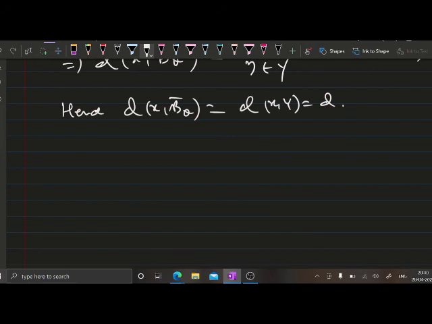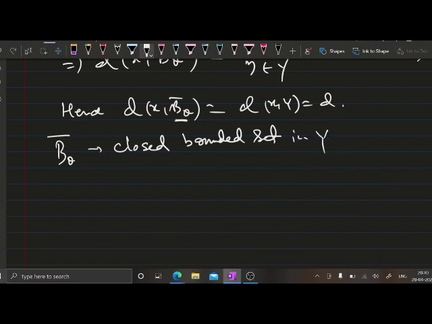So if a best approximation exists then it must lie in B_theta_bar, right? But B_theta_bar is a closed bounded set. That's actually the theorem statement, that Y is a closed, finite dimensional subspace. Okay, B_theta_bar is a closed bounded subset in Y where Y is finite dimensional, so therefore this is compact.